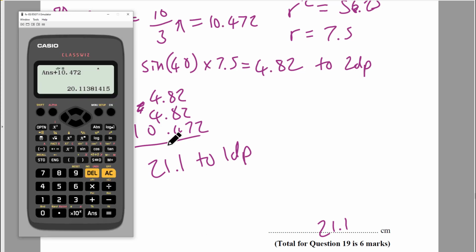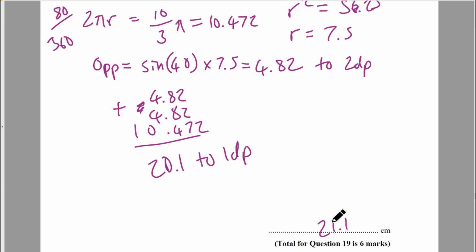Oh, now that's careless, isn't it? Writing the wrong answer down. So you can see that's why it's important to do working out, because I could have lost an answer mark right there. So it's 20.1.